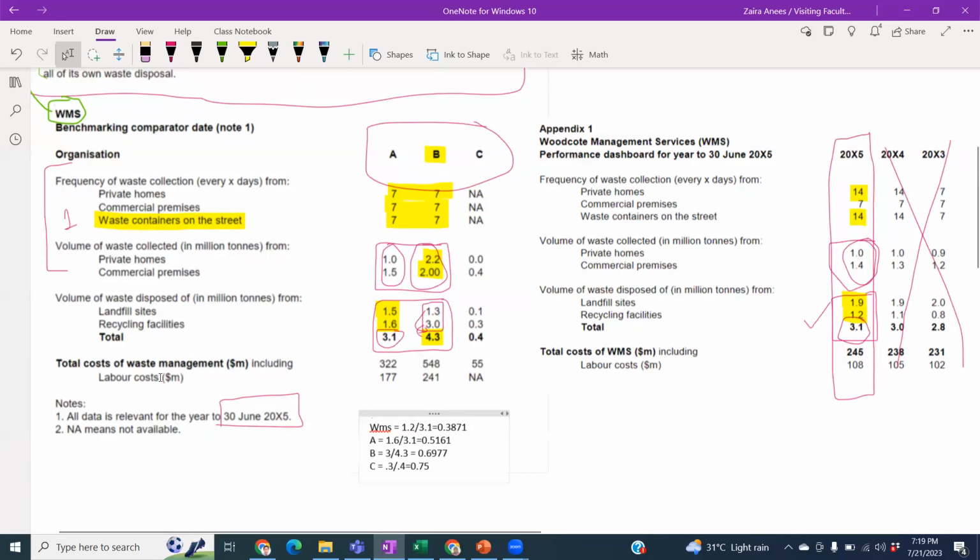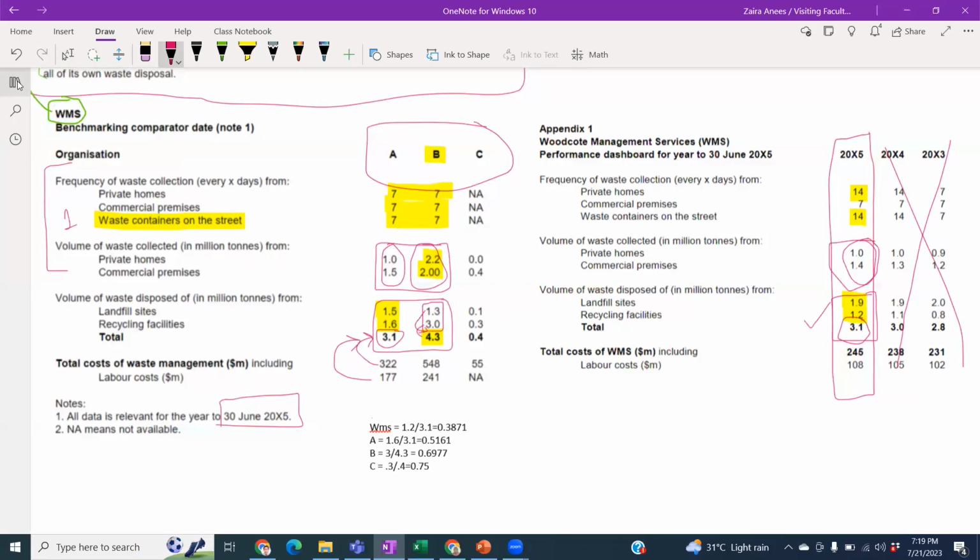And now you can compare the labor cost and waste management cost. Waste management cost, in the sense, 322 divided by 3.1, so you can get how much money you are spending per million tons, right? You can compare these costs and then figure out what the issue is.